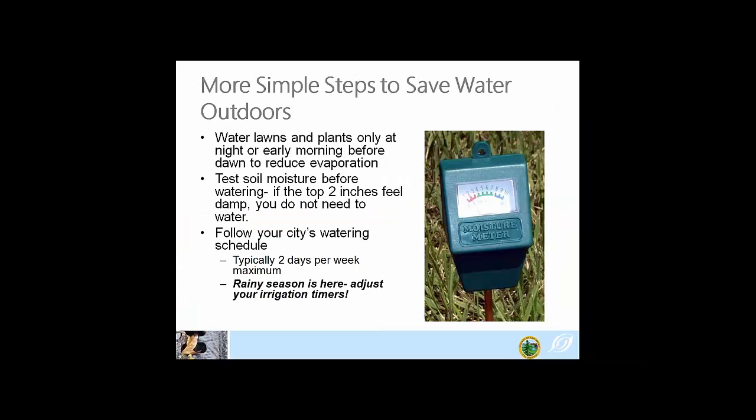A couple more steps to saving water outside. We suggest watering your lawns and your plants in the early morning or at night. That way the water you're using won't evaporate. It will actually go directly to the plants and your lawn. We also suggest testing your soil moisture. If the top 2 inches feel damp, you definitely don't need to water your lawn.